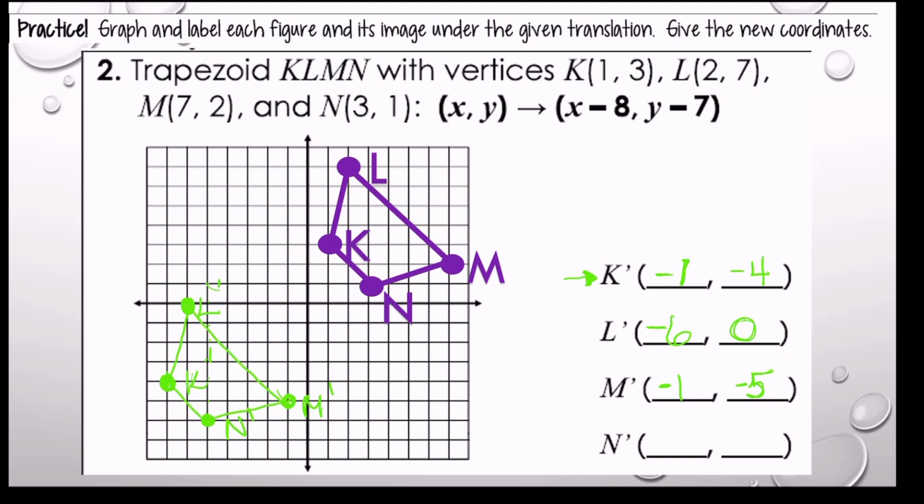And if you're doing it by counting, you've got to go back and find your ordered pair. Okay? So this one ends up being negative 5, negative 6. Okay?